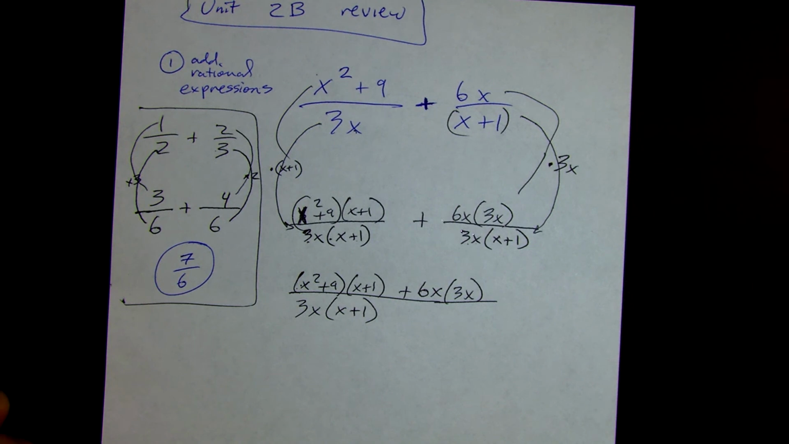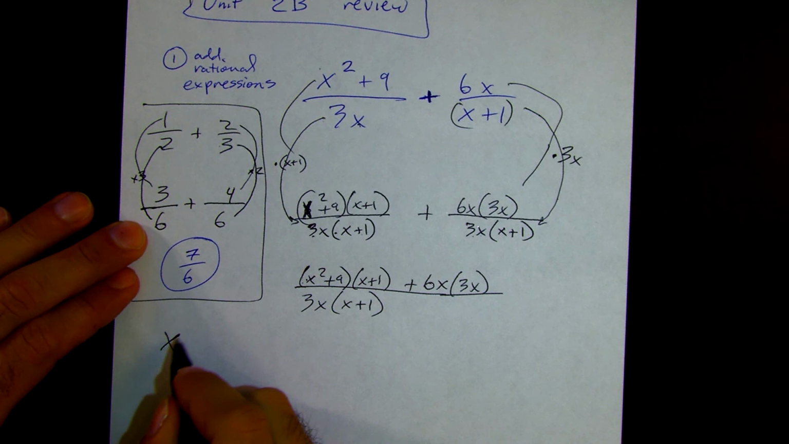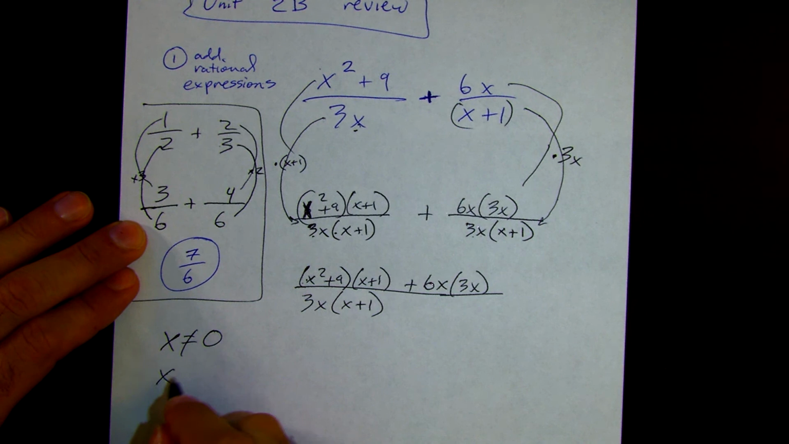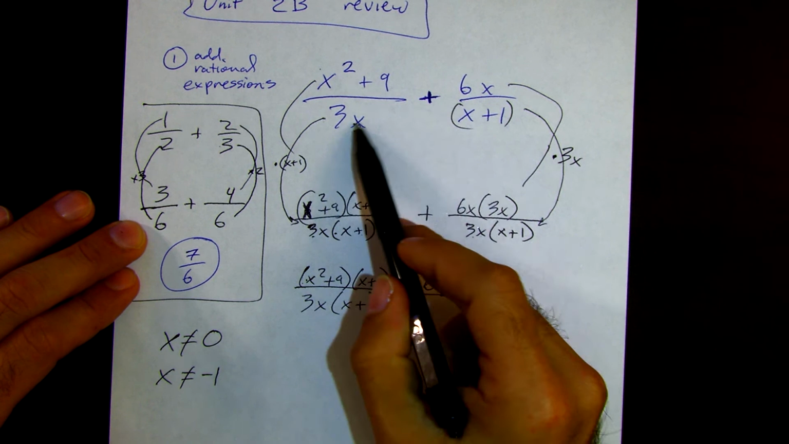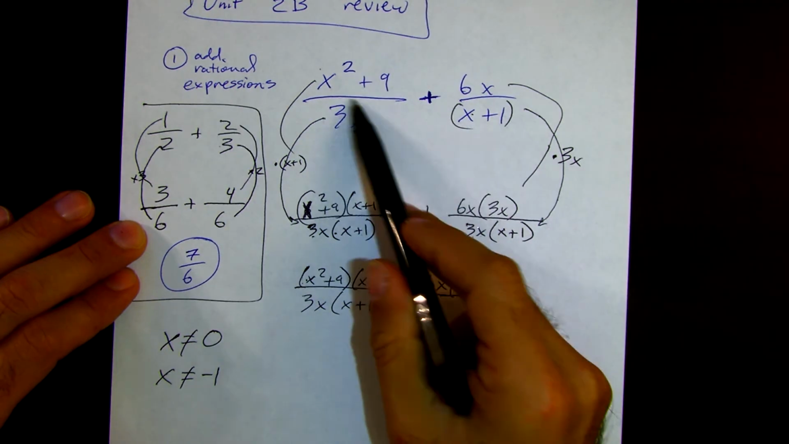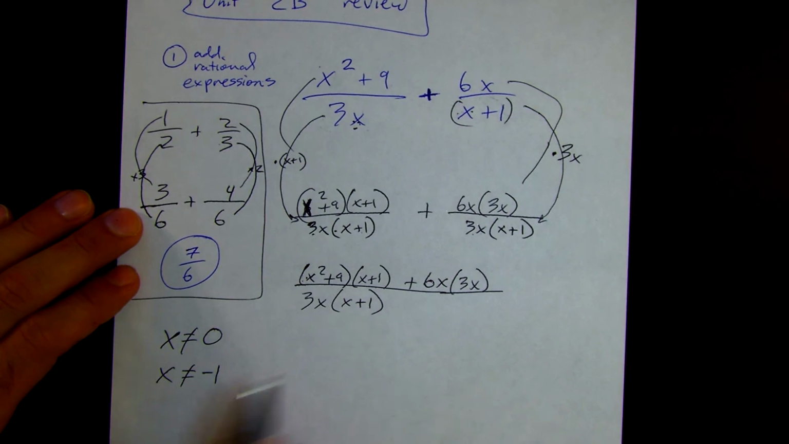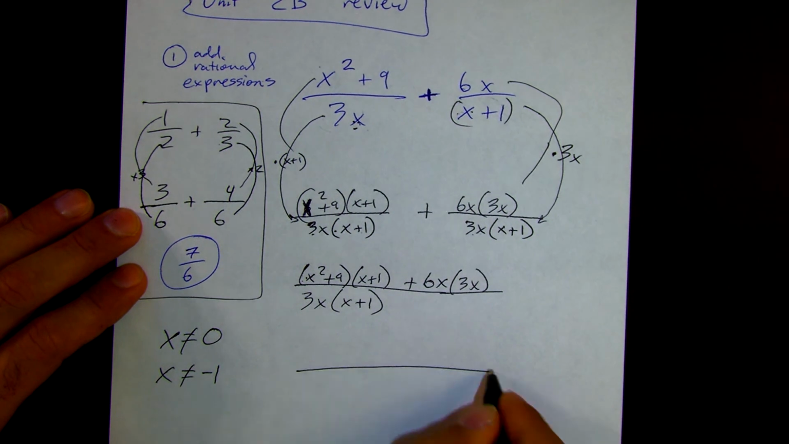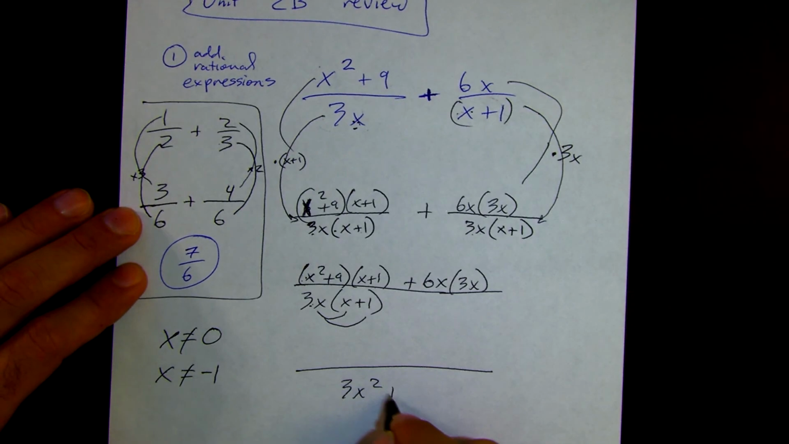Yeah, it's strange. They didn't talk about restrictions here. But if we go back to the top and mark our restrictions, x can't equal 0. x can't equal -1. Because if I plugged in either of those values, if I plug in 0 here, it's making the denominator 0. If I plug in -1 here, it's making that denominator 0. Can't have it. So now I'm going to end up here, and I'm going to do a little bit of work. Let's do the bottom first. Just distribute that 3x, we get 3x squared plus 3x.